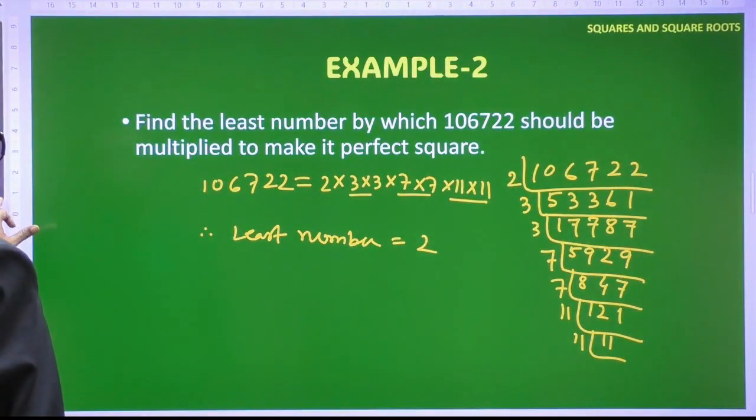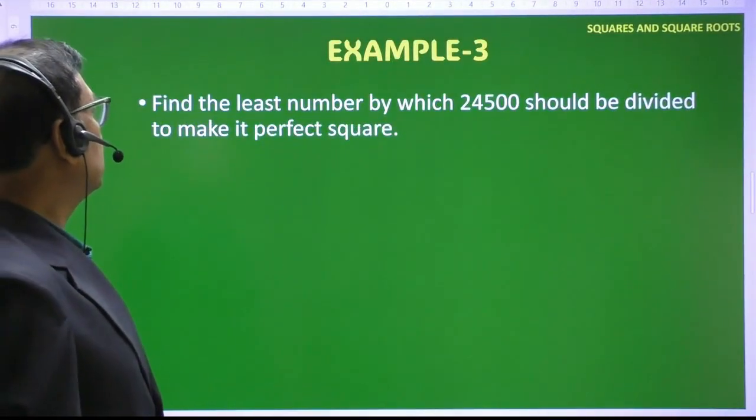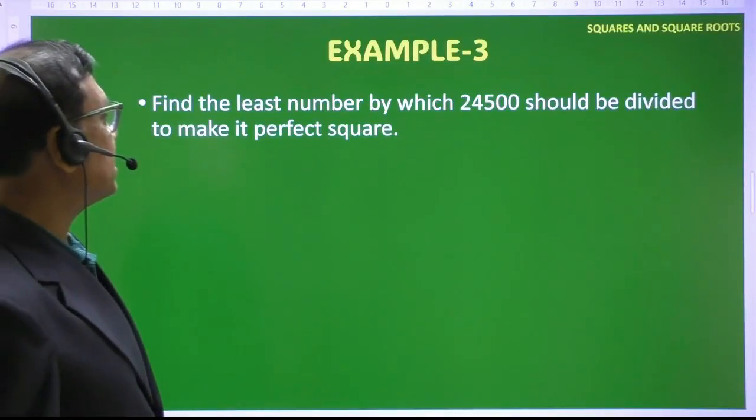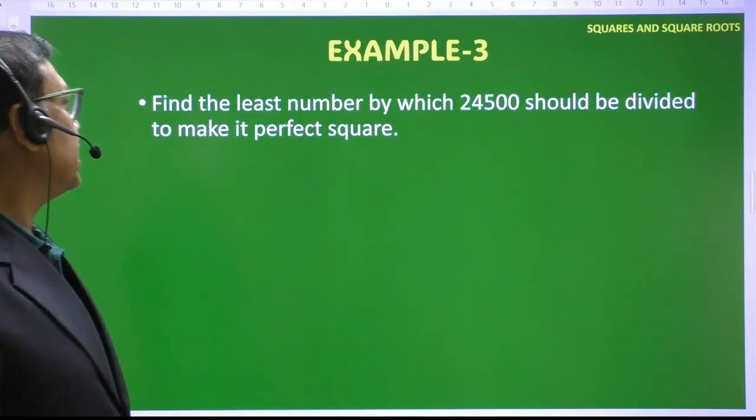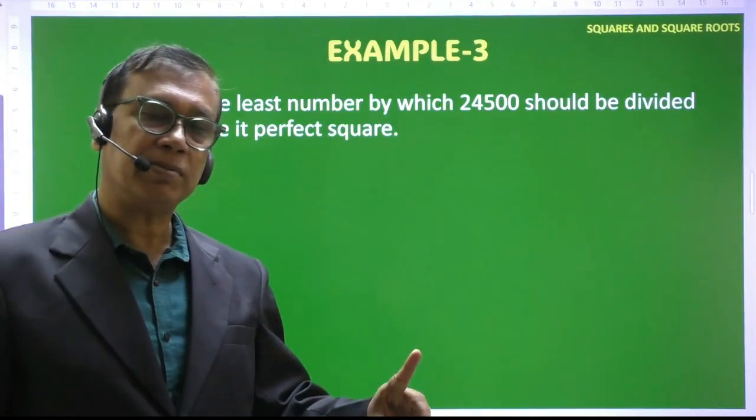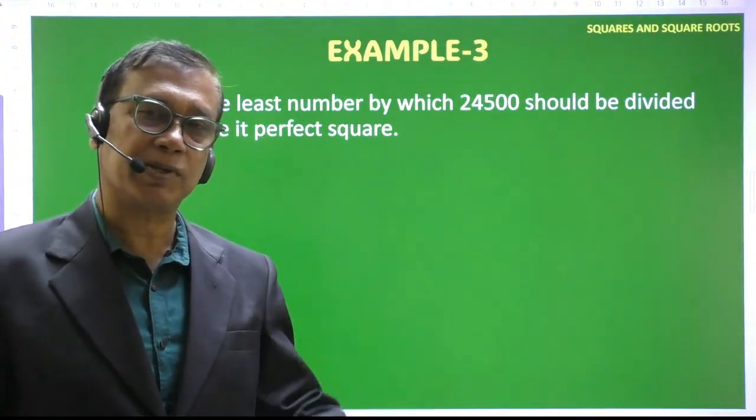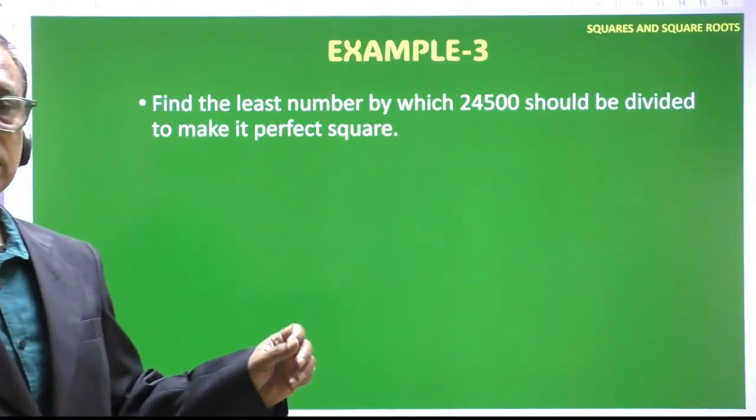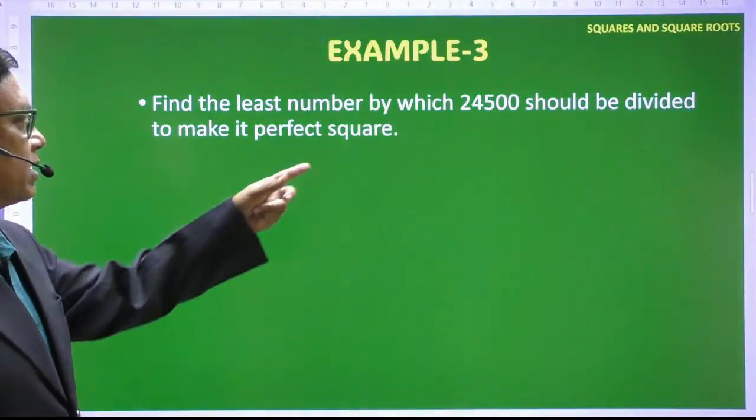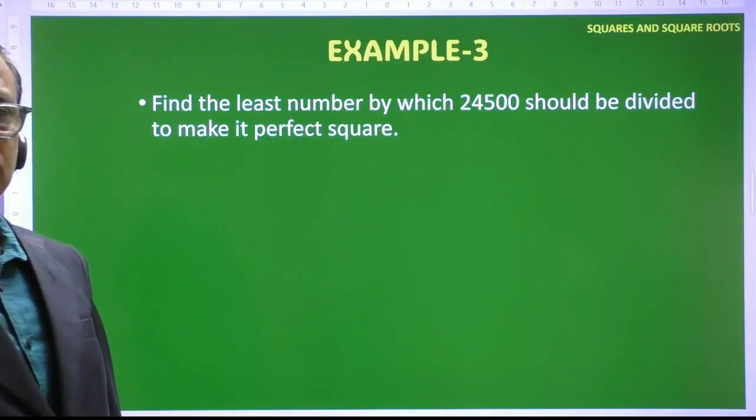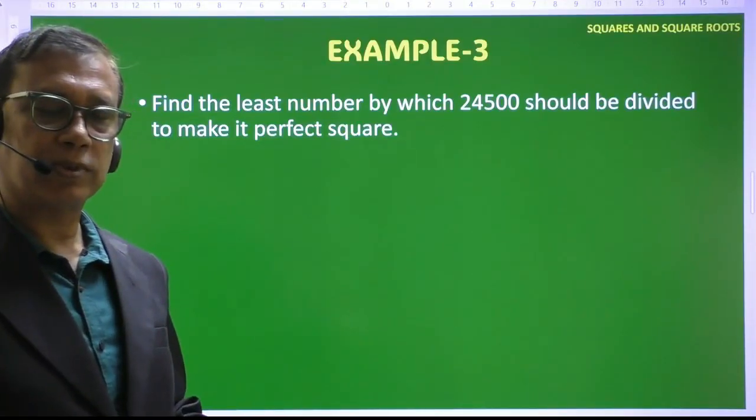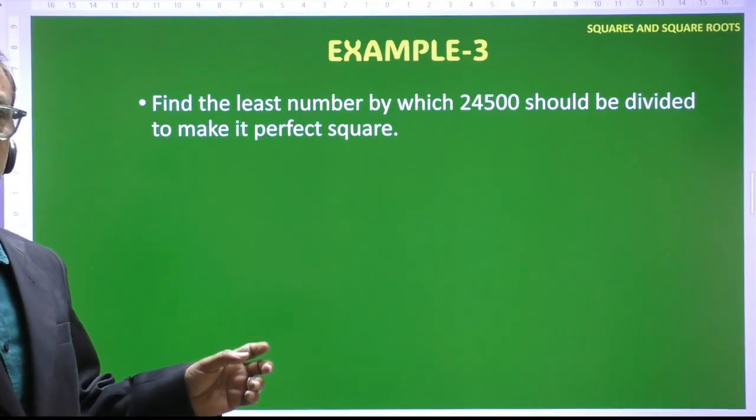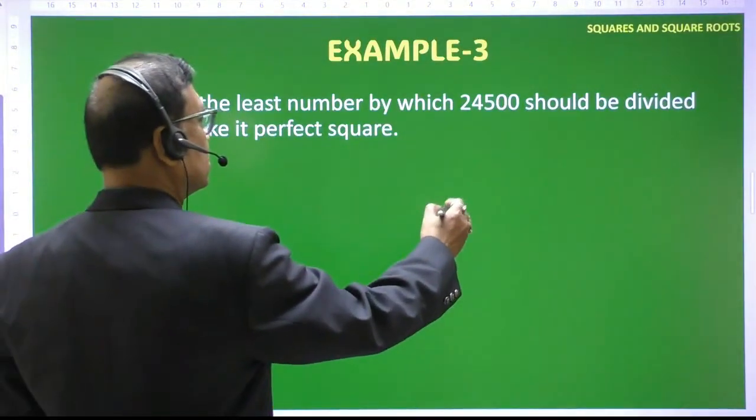Now example 3. Example 3 is: find the least number by which 24500 should be divided to make it a perfect square. In the previous one, it was the least number by which the given number is multiplied, but here we have to find out the least number by which the given number should be divided to make it a perfect square. So we will follow the same process. That means we will find out the prime factors of the given number.